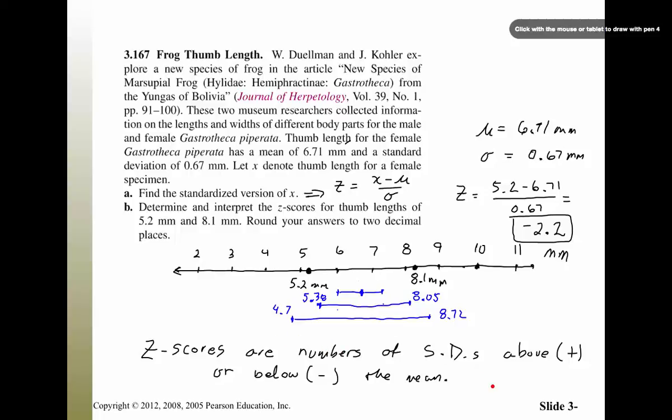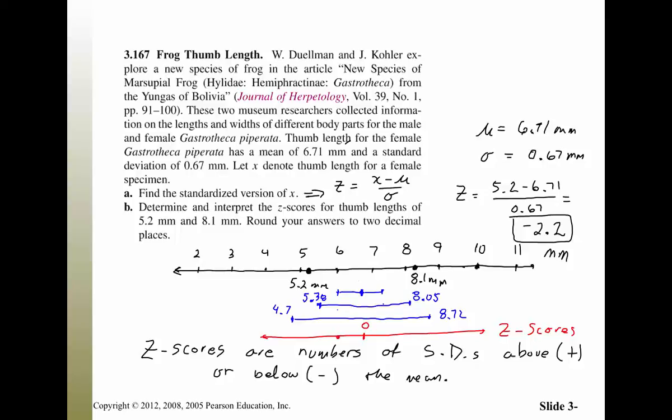.07 sounds right. Okay, so if I can make a new scale now. So at the mean, what is the z-score? So this red one is going to be my z-scores. At the mean, what's the z-score? 0. You're no distance away from the mean. You're at the mean. So that's going to be 0.